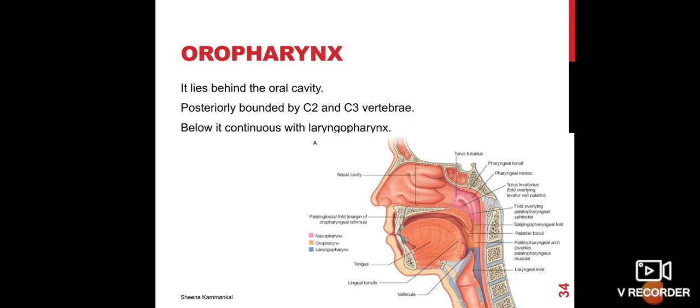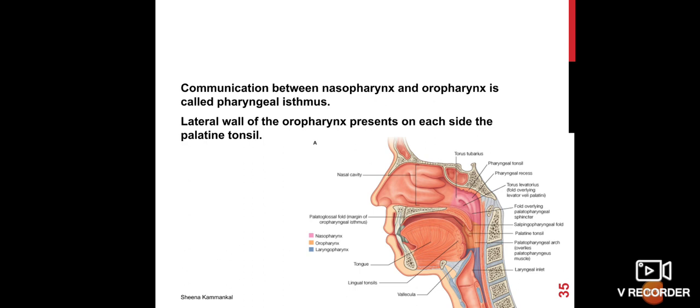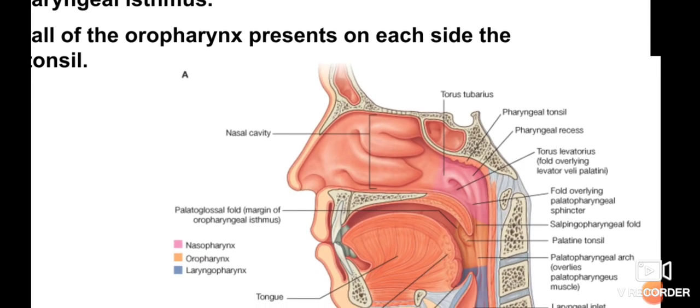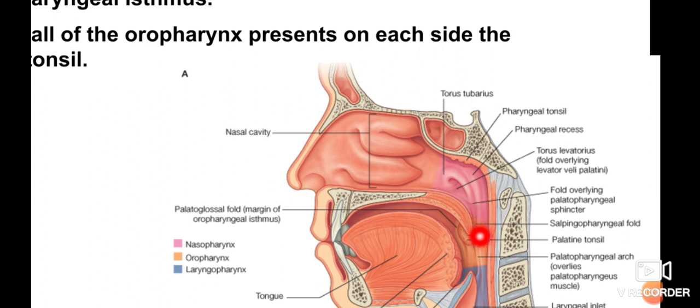Next we can move to the oropharynx. Oropharynx is a part of the pharynx that lies behind the oral cavity. Posteriorly it is bounded by the second, third vertebra. Below it is continuous with the laryngopharynx. Now the communication between nasopharynx and oropharynx is called pharyngeal isthmus. So pharyngeal isthmus is the junction between oropharynx and nasopharynx. So this is a nasopharynx that ends here. This is a oropharynx. So this is a junction between nasopharynx and oropharynx.